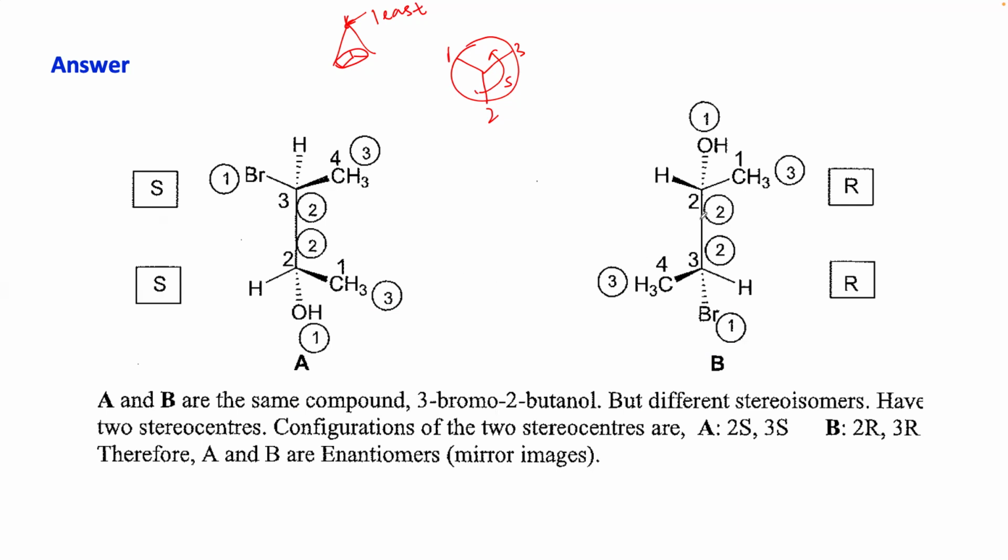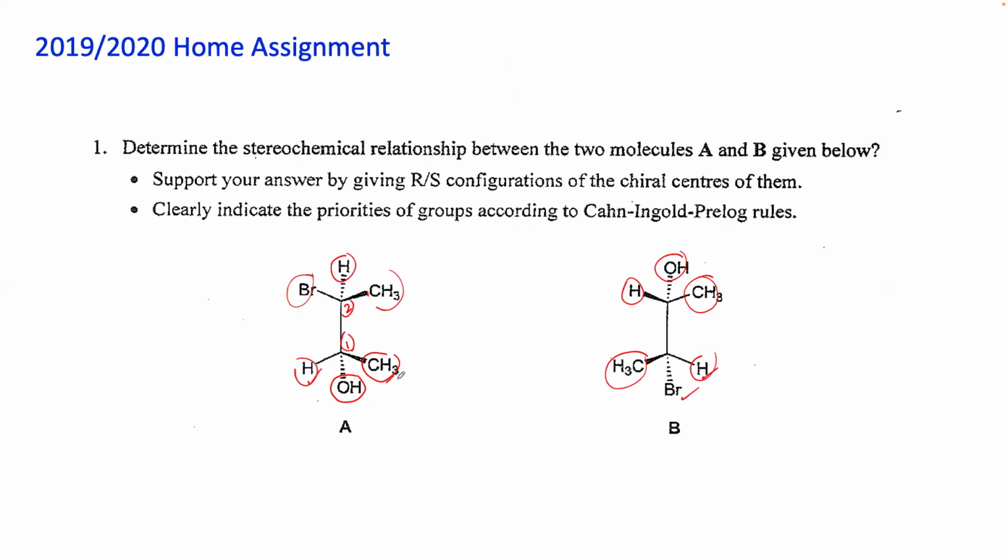And then when you determine the other one, compound B, it turned out to be R and R. So then what you can understand is that A and B are chemically the same compound, because they have the same connectivity, same molecular formula and everything. But what they're asking is to determine the stereochemical relationship.